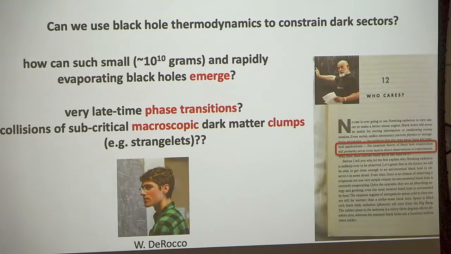Yes? Question about your last slide. So you're saying possibly very late time phase transitions could produce these black holes. Would those be phase transitions in the dark sector? Maybe or maybe not. So I'll talk about that as well. So the idea is that if you have a phase transition, you might squeeze particles in the unbroken phase and create these clumps at very late times, sort of naturally. So that's another thing that we're thinking about.